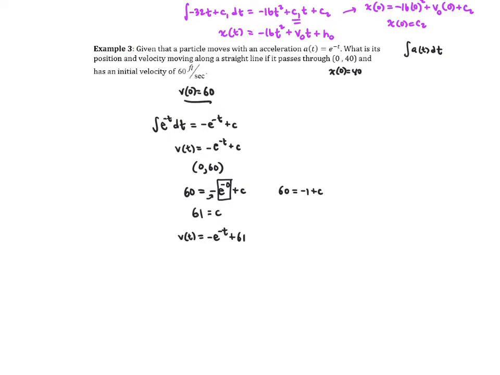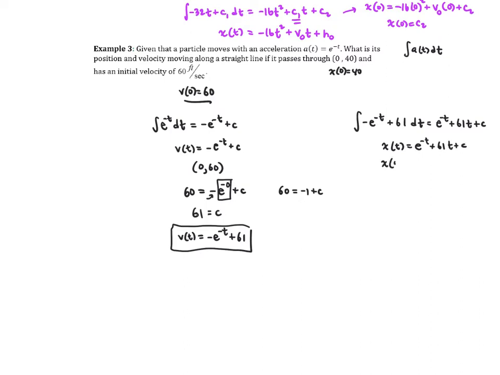Okay, so now let's find the position function. That's the velocity function. If you were asked to find what direction the particle is moving at a certain time, you'd use that. Now let's find the position function by integrating that. So we're going to take the integral of negative e to the negative t plus 61 with respect to t. That's going to equal e to the negative t plus 61t plus c. This will be our position function, and I'm using x to denote position in this case.